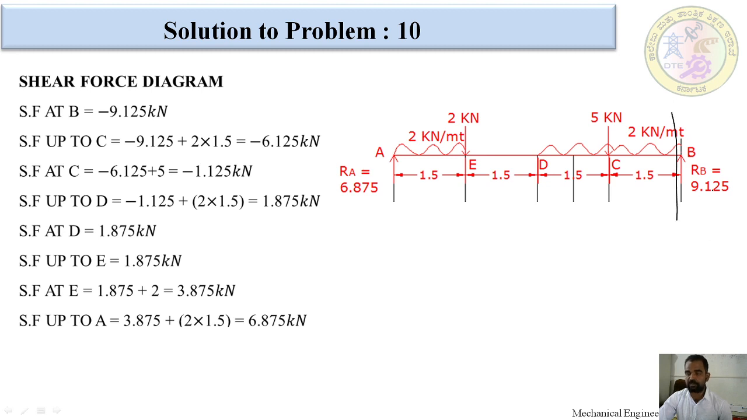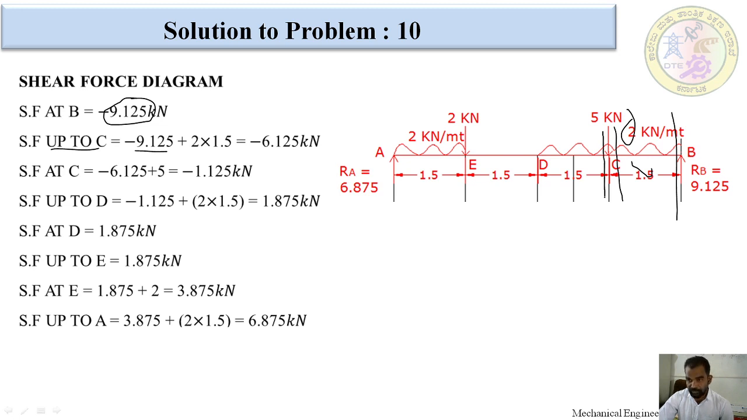From the right of the section, upward force is taken as negative in shear force calculation, as we previously discussed in many sessions. 9.125 is negative. After that, up to C point, how much do we have? Conversion of UDL into point load is equal to UDL magnitude into UDL distance. UDL magnitude is 2 and distance 1.5. Up to C point, 9.125 is negative, and the UDL is positive because it is in the downward direction, 2 into 1.5. We are only considering forces, so negative 6.125 kN up to C point.